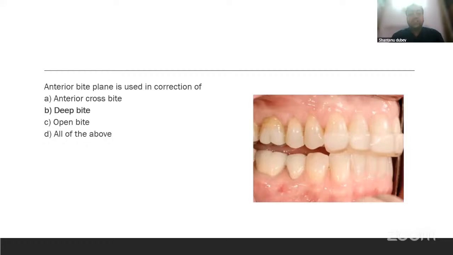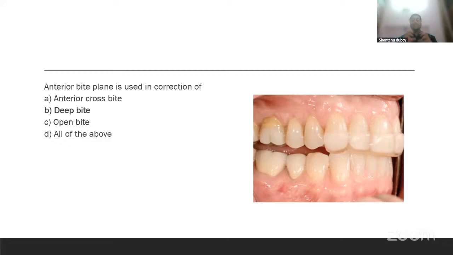Anterior bite plane is used for the correction of anterior cross bite, deep bite, open bite, all of the above. Okay, so look at this picture on the right side. We have introduced the picture here. This is an anterior bite plane. What all can you see? There is some posterior open bite which has been reduced because the mandibular anteriors are hitting the bite plane which has been seated on the upper anteriors. So what will they cause?